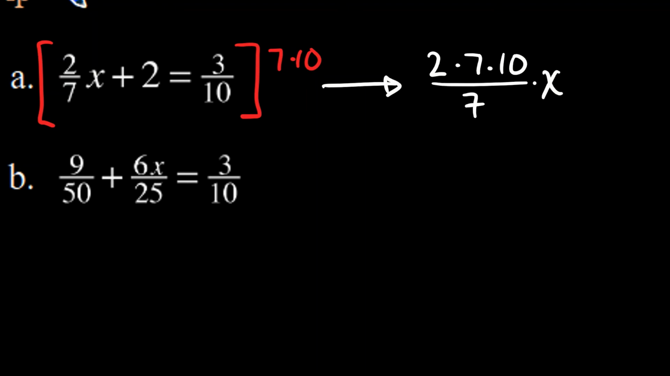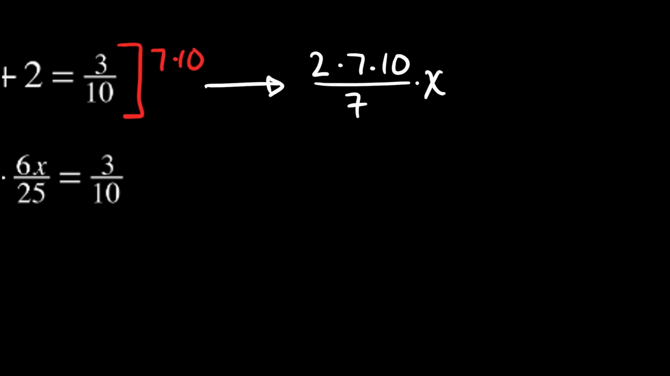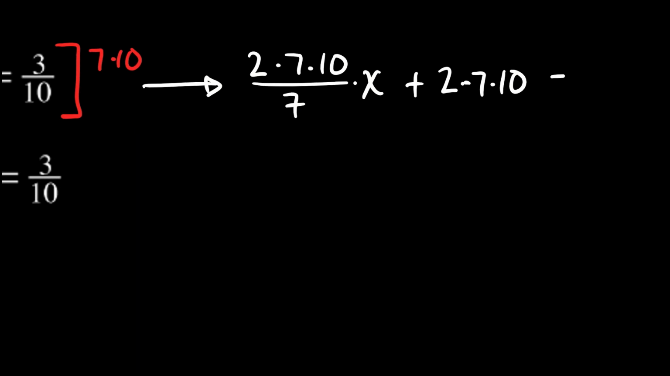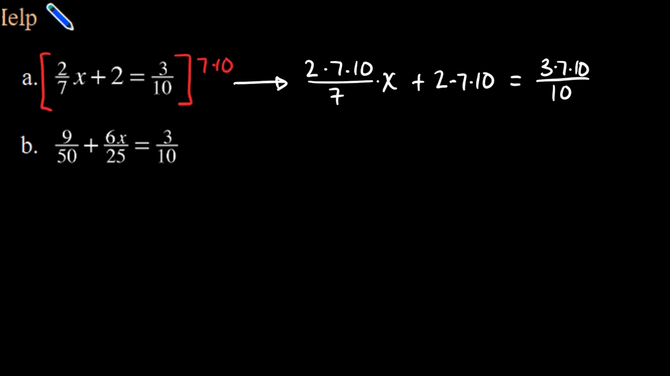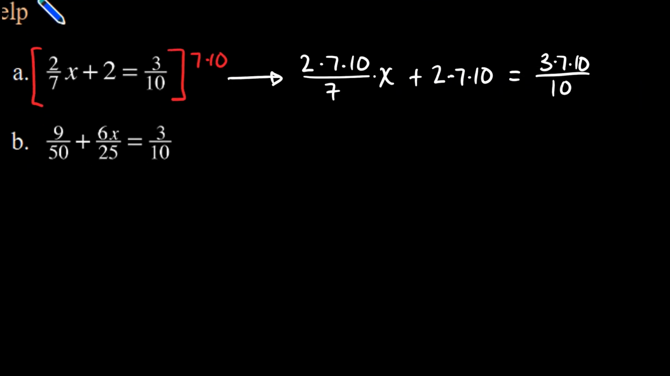Okay, so I put 7 times 10 in that first term, and then there was a 2 times a 7 times a 10, so that term got a 7 times 10, and that's going to equal 3 times 7 times 10 over the number 10. So if we look closely at what's happened here, I've brought in factors of 7 times 10 to the first term, 7 times 10 to the second term on the left-hand side, and then 7 times 10 to the one term on the right.